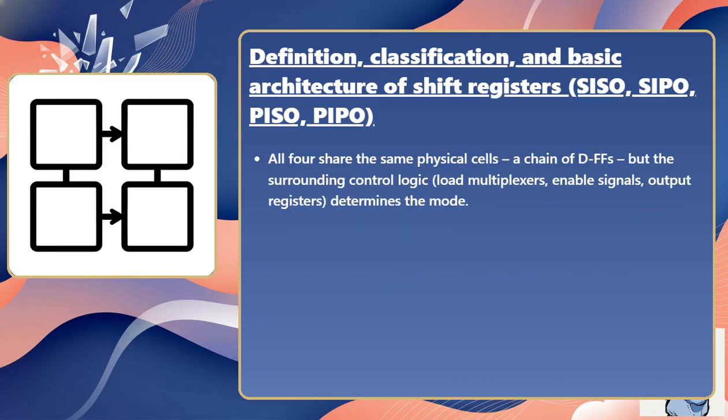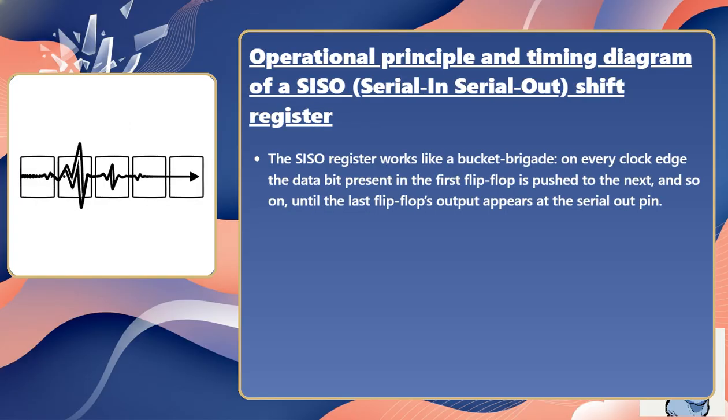All four share the same physical cells, a chain of D flip-flops, but the surrounding control logic, load, multiplexers, enable signals, output registers, determines the mode. The SISO register works like a bucket brigade. On every clock edge, the data bit present in the first flip-flop is pushed to the next, and so on, until the last flip-flop's output appears at the serial out pin.